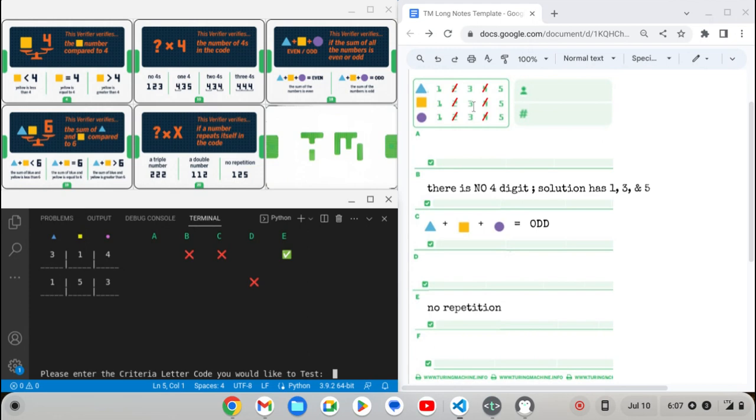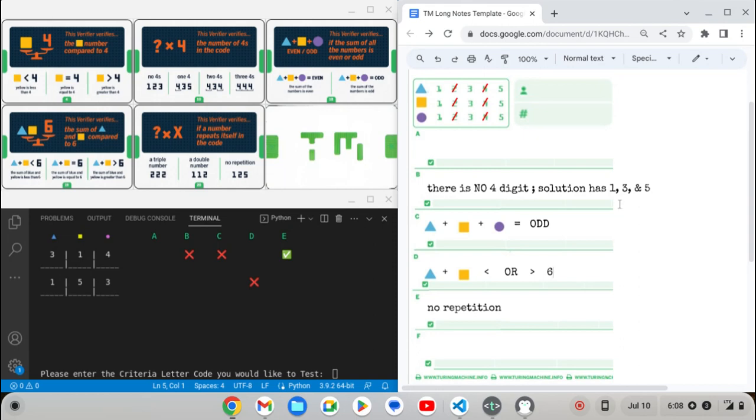Okay, so let's say for criteria card D, we'll say that the sum of triangle and square, triangle plus square, is either less than 6 or greater than 6.